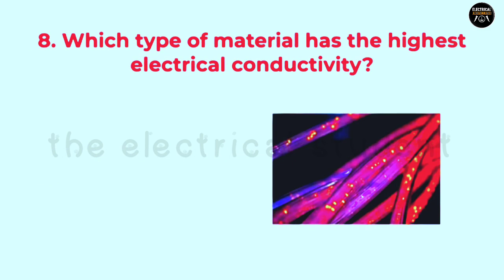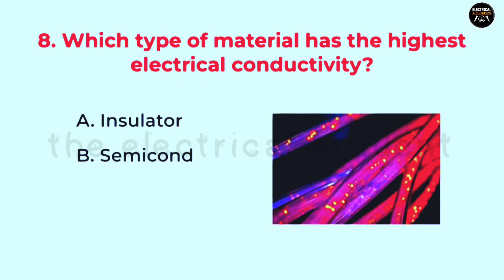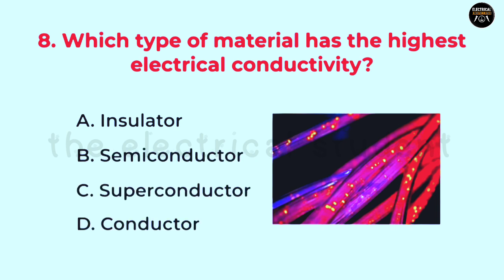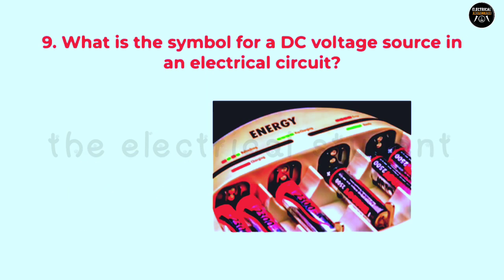Which type of material has the highest electrical conductivity? A. Insulator. B. Semiconductor. C. Superconductor. D. Conductor. The correct answer is option C. Superconductor.